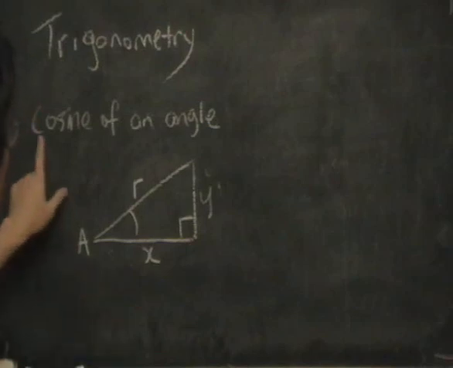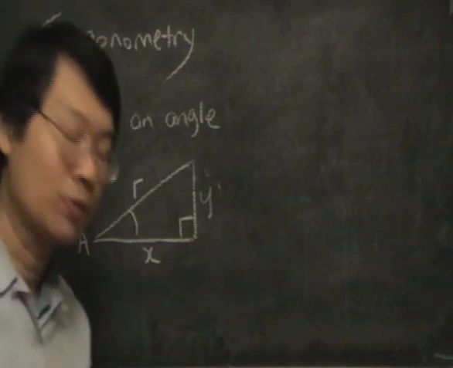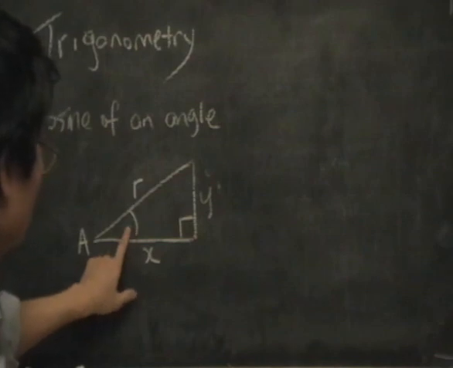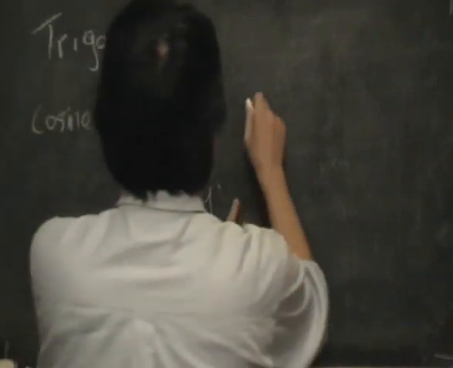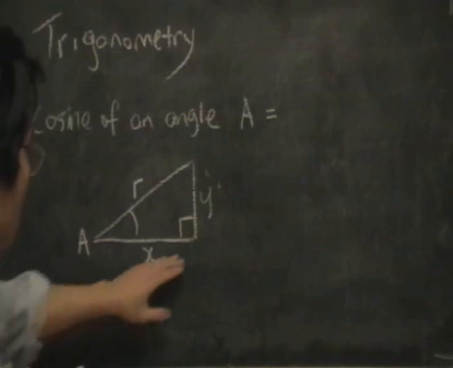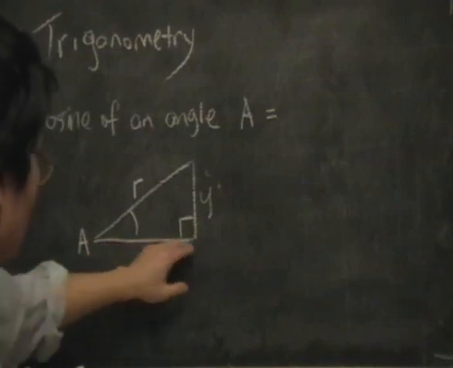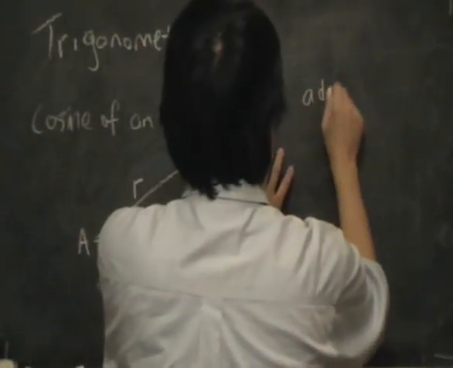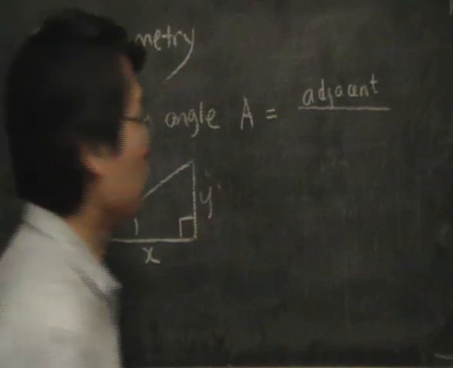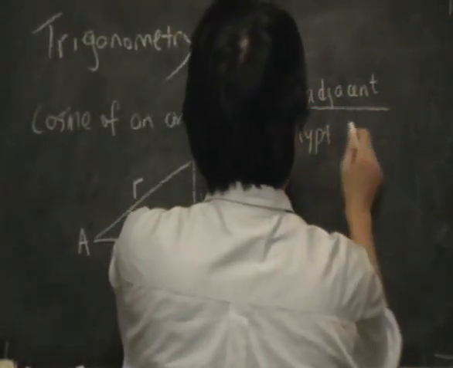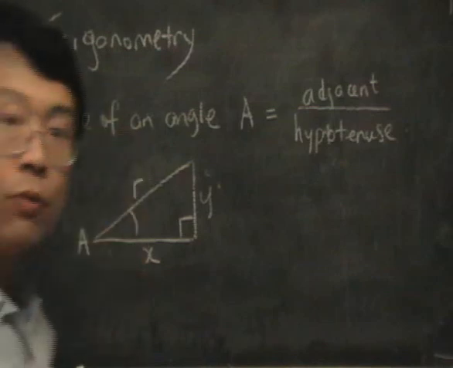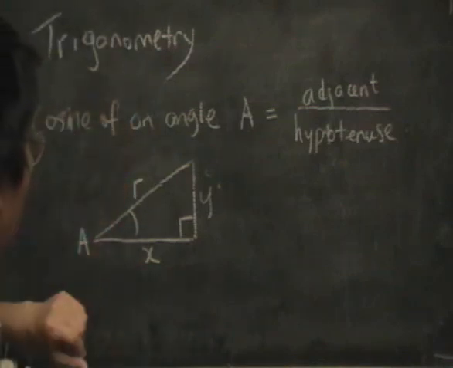Cosine is spelled C-O-S-I-N-E, the cosine of an angle. What does that mean? We are going to use the same angle A again. So if I say the cosine of angle A, what it means is the side adjacent to A, that side, adjacent divided by the longest side, the hypotenuse. So that's the meaning of this thing called cosine.